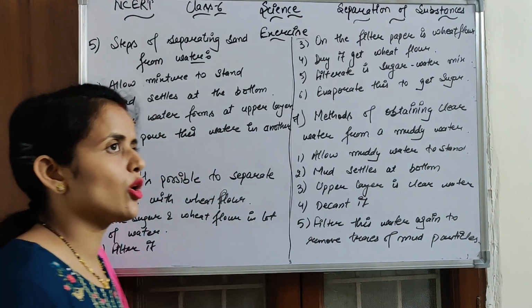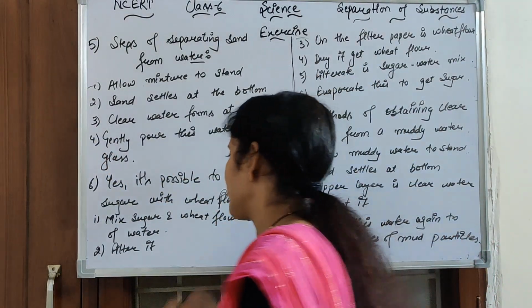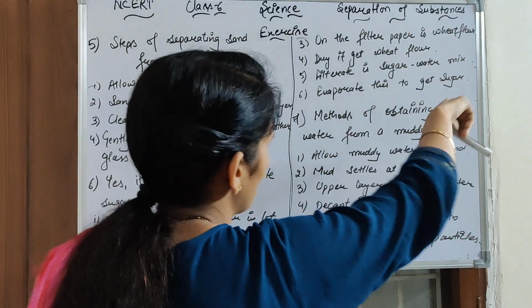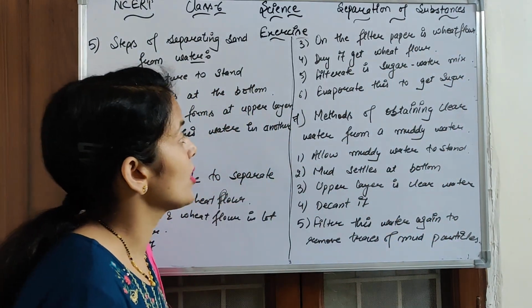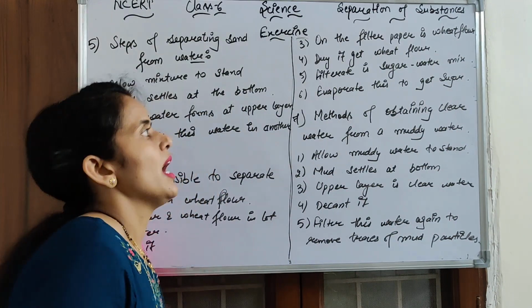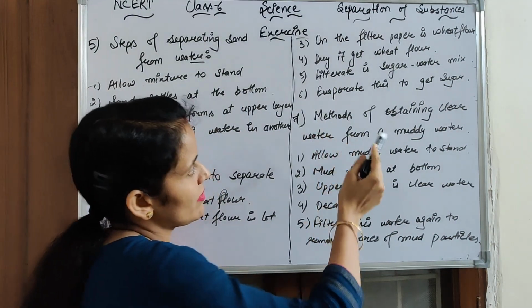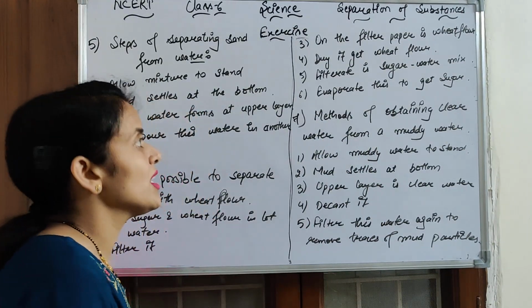Yes, it is possible to separate sugar from wheat flour. Firstly, we have to add a lot of water, then filter it using the filter paper. On the filter paper, we will get the wheat flour, and we will dry it to get dry wheat flour. Then in the filtrate, we will get the sugar water mixture, and by using the evaporation method, we will get the sugar again. And if we use condensation, then we will get water also.